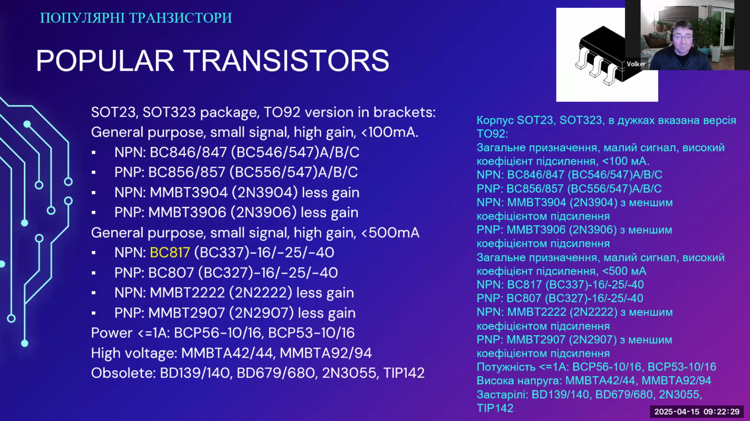Similar to the higher current transistors, the BC817, the gain grouping here is 16, 25, and 40. Where those numbers come from, I think it is just the maximum gain without a zero. So the 16 can have a gain up to 160, 25 up to 250, the 40 up to 400 gain.